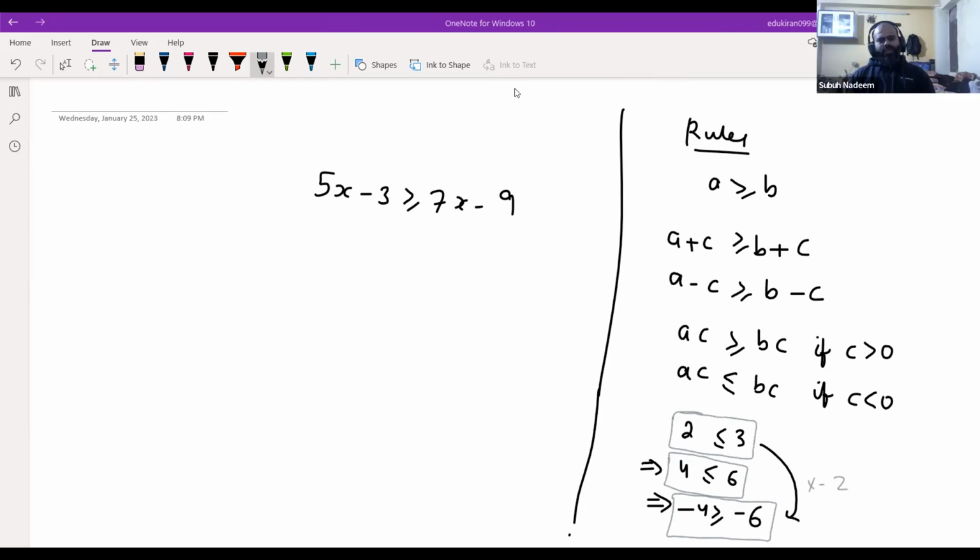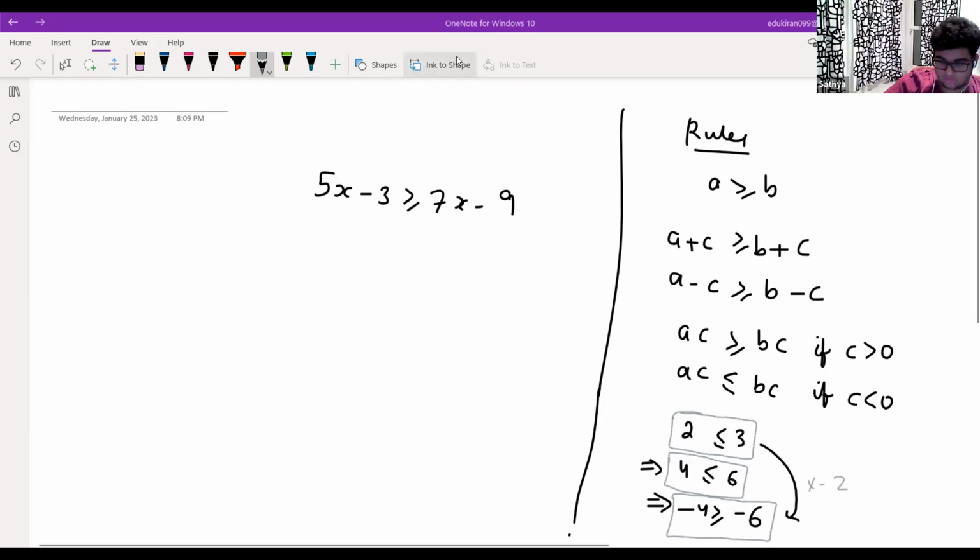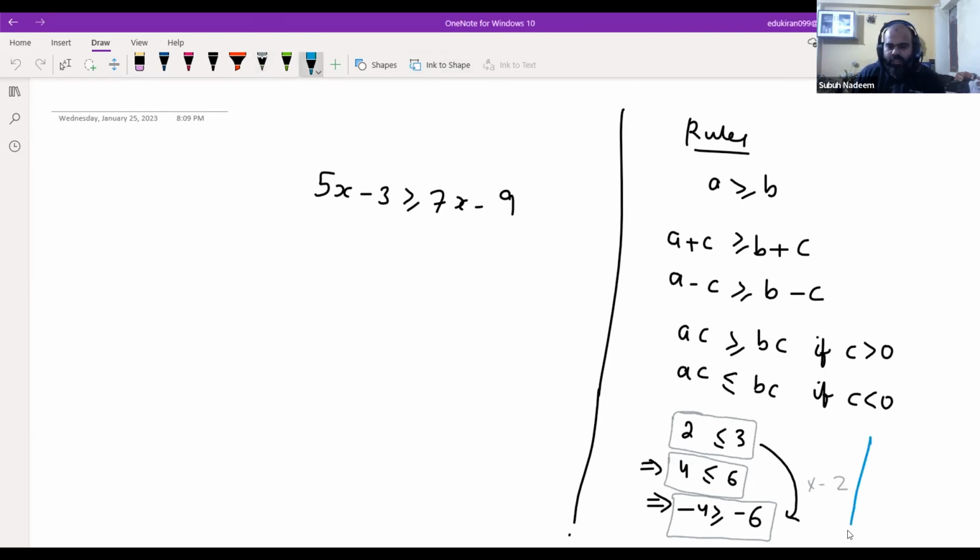So, is this clear? Yes, sir. Okay. Similarly, for division also, if you divide by some constant C, then it will be greater than equal to B by C if C is positive. Otherwise, the inequality reverses if C is negative.